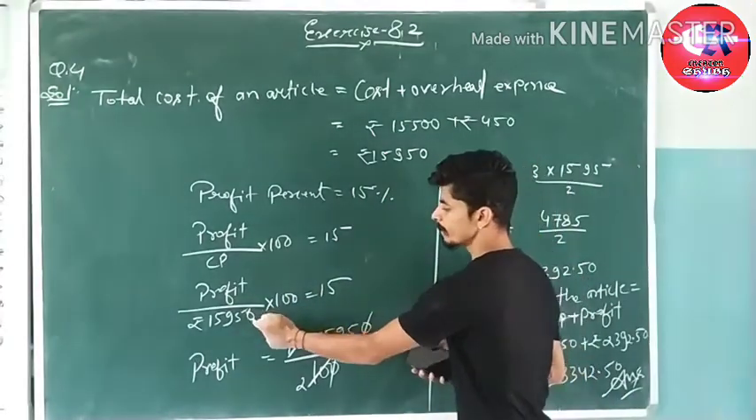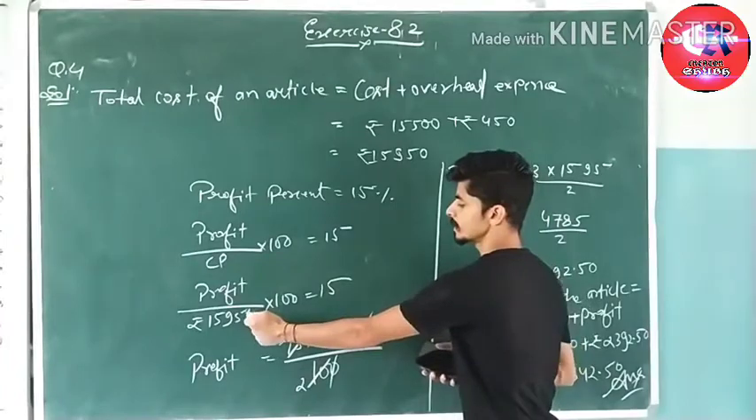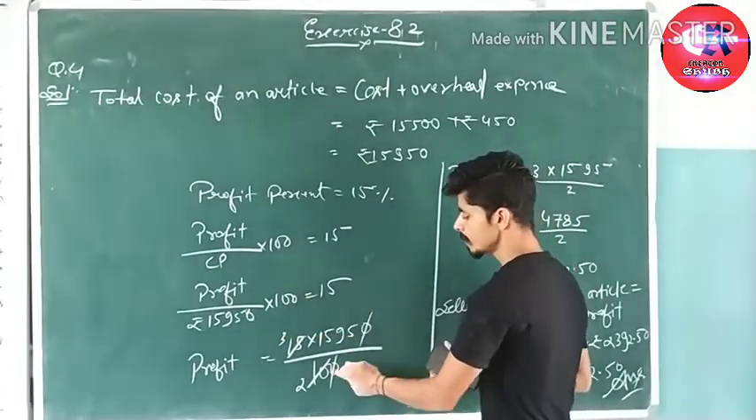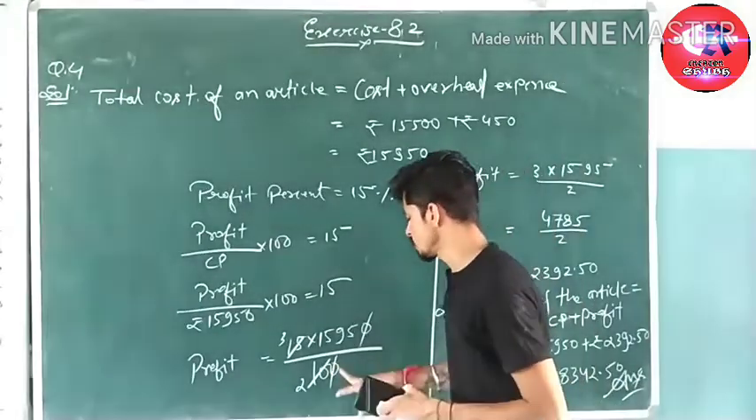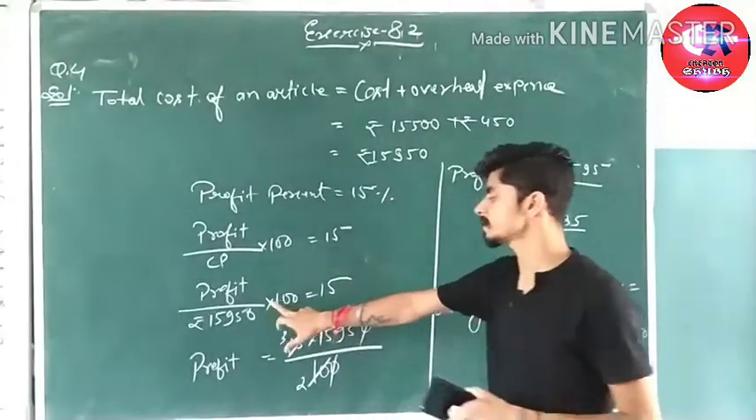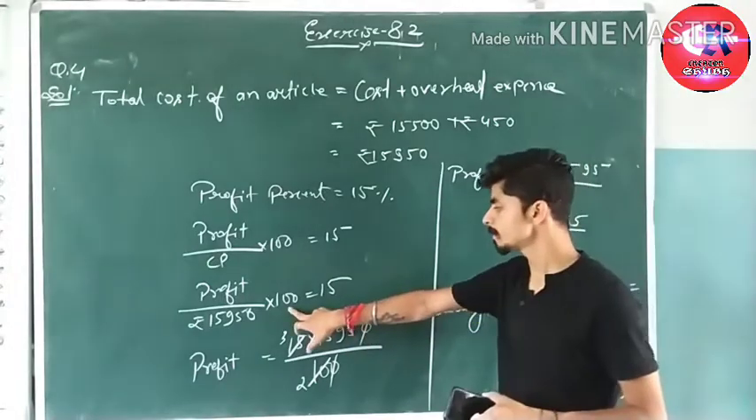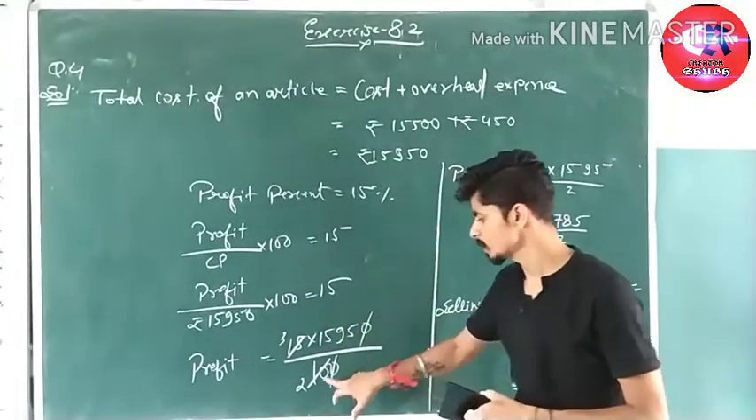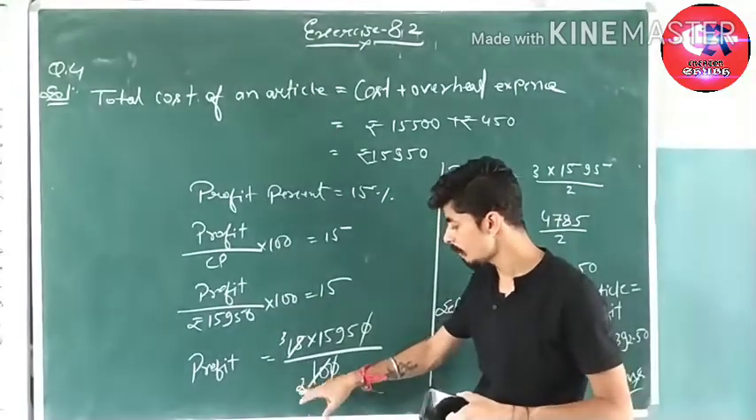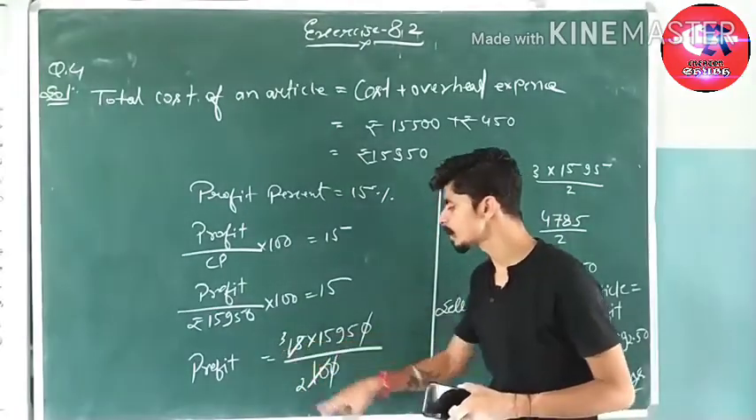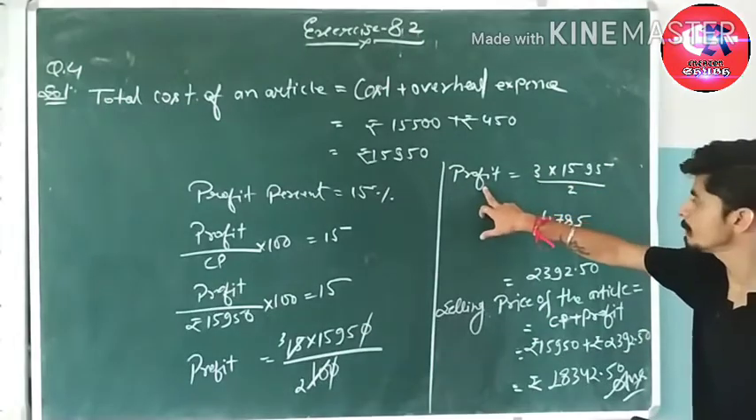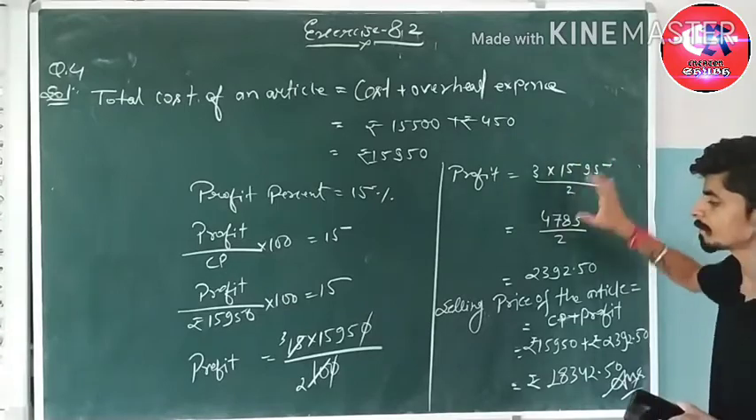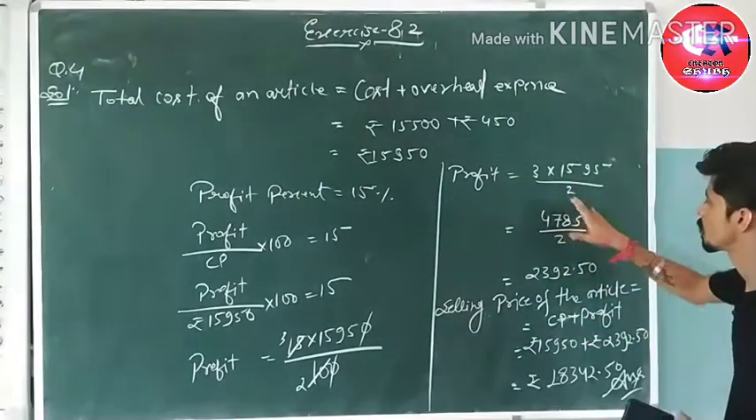Now profit is equal to, all the numbers will be transferred from LHS to RHS. So 15,950 will be multiplied because it is in the division form on the left hand side, and 100 will become the denominator because it is on the multiplication side on the left hand side. So now 0 and 0 will be cut, 2 fives are 10 we get, 5 twos are 10 we get, and 5 threes are 15. Now profit will be 3,515 upon 2. All the numbers remaining from here, we have to write it down here.